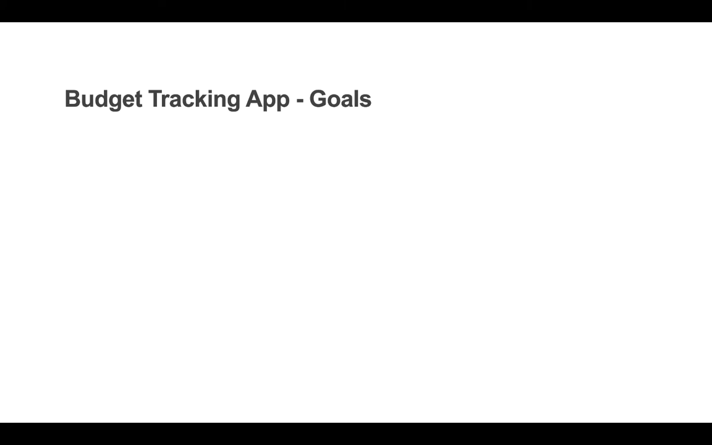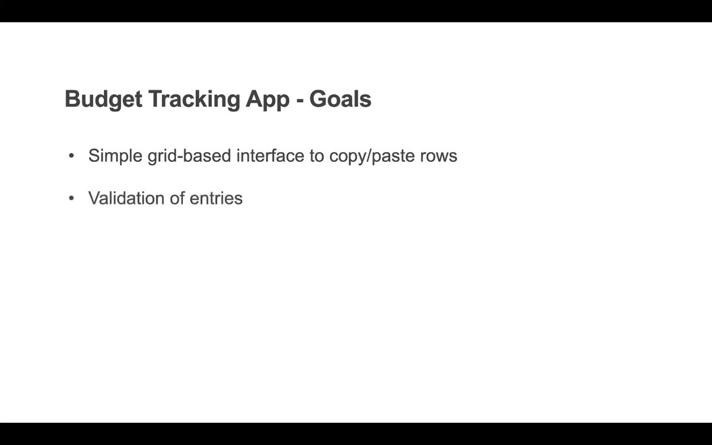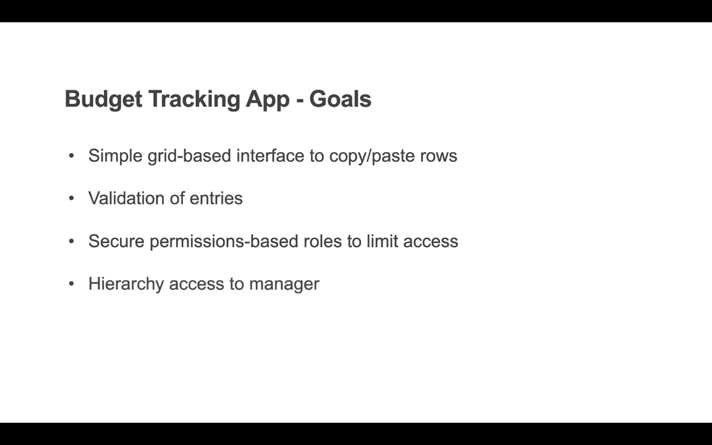Some of the goals for this application include utilizing a simple grid-based interface that allows for copying and pasting of rows, the ability to add validation of those budget entries, and the data needed to be secure, and there needed to be role-based security to fulfill the different personas. Managers needed hierarchy access, and sales reps needed to be notified when a budget entry was rejected.